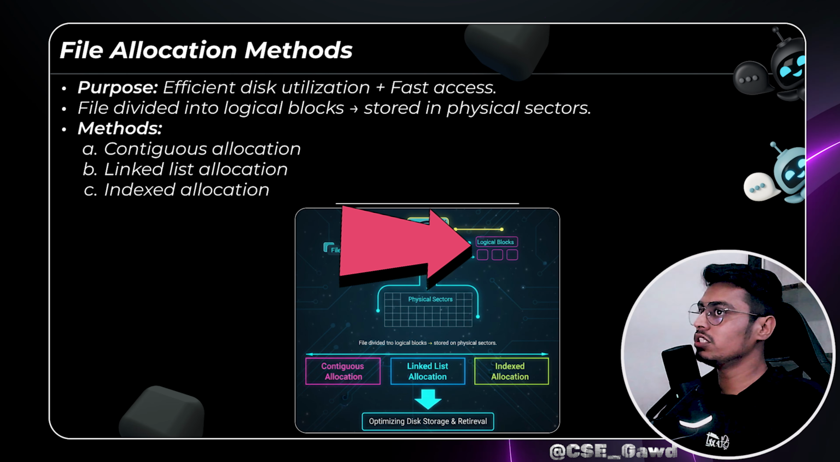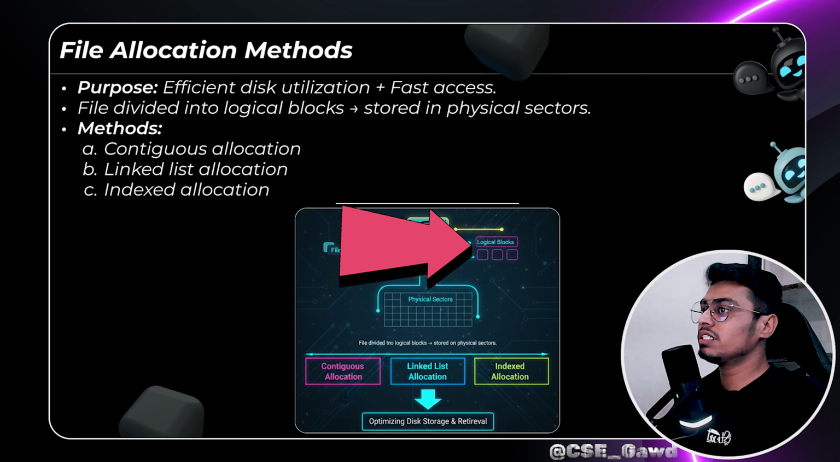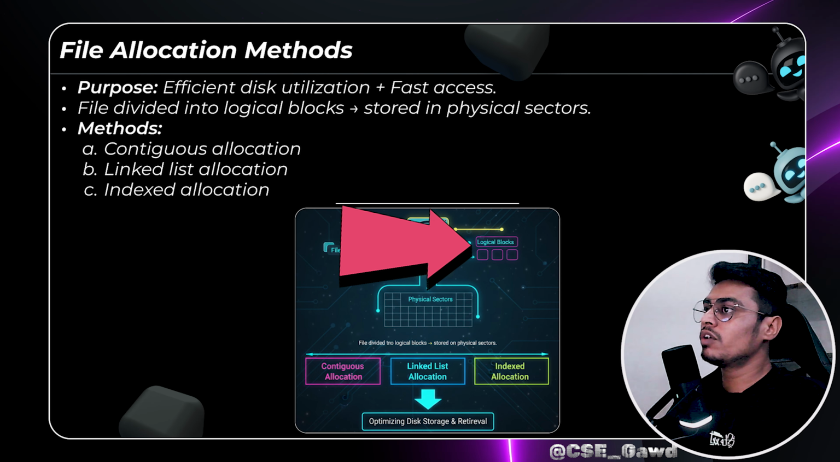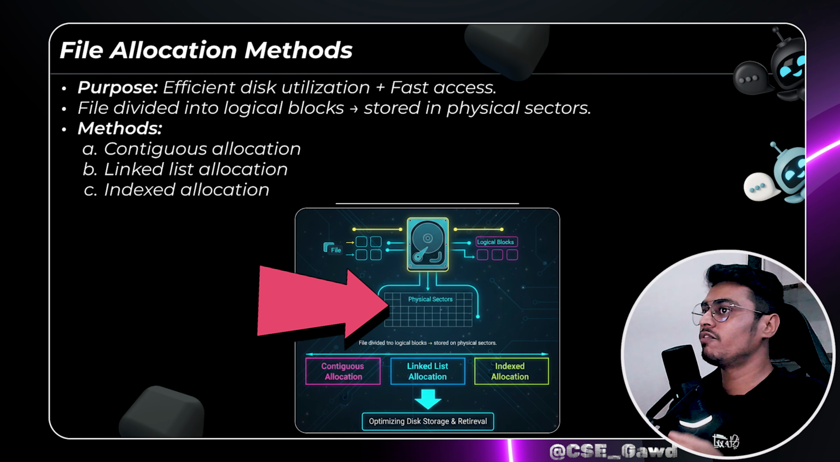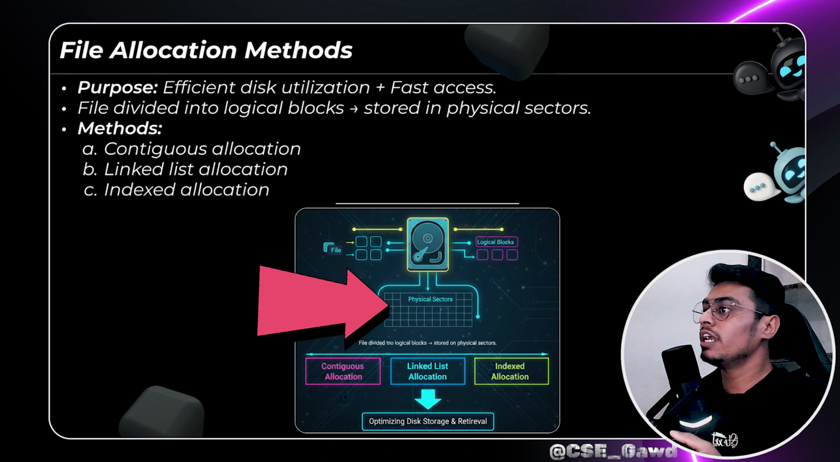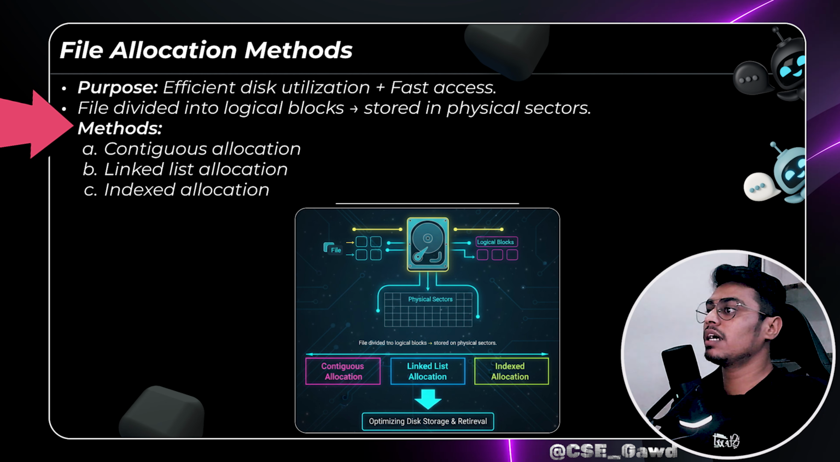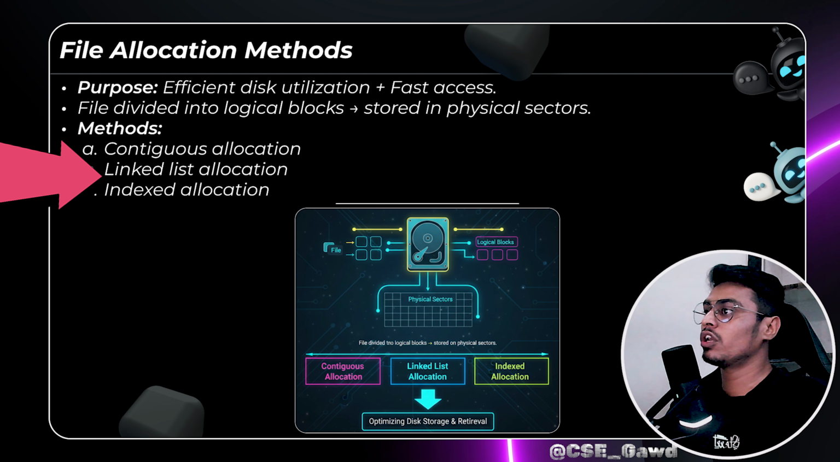It divides this file logically into blocks before putting it on the hard disk. First it divides the file into logical partitions, and now what will it do with these blocks? It puts them over the physical sectors on the disk. Depending on how we put, where we put the particular blocks of a file, in what way we are putting them, that is actually the allocation method. So allocation methods are of two types, contiguous and non-contiguous. And in non-contiguous we have two types, linked list allocation and indexed allocation.